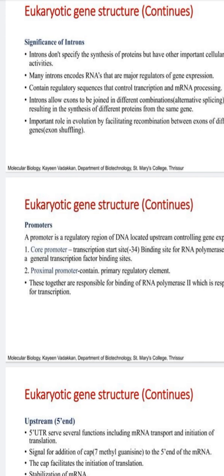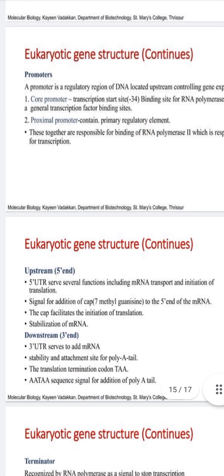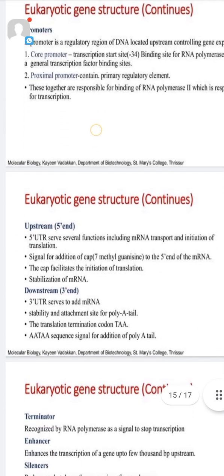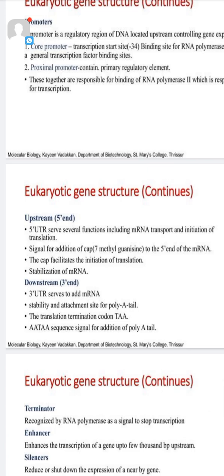So we have the promoters, we have the 5' end upstream, and we have the 3' end downstream. In the promoter we have the core promoter region, at about minus 34, where the transcription factors bind, and the promoter has the basic regulatory elements which guide the processing. RNA polymerase II will help with the transcription. Coming to the 5' end, you have the upstream, and at the 3' end, you have the downstream.